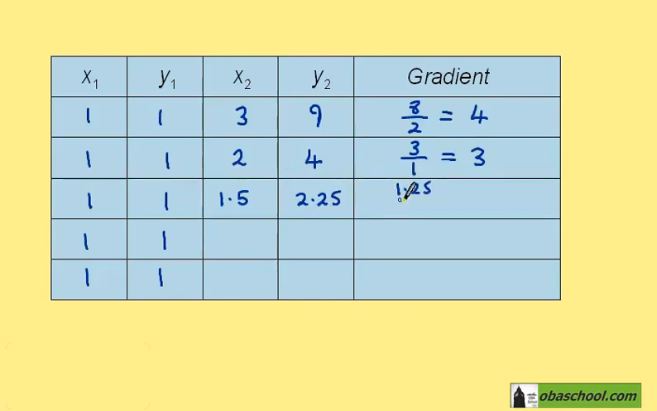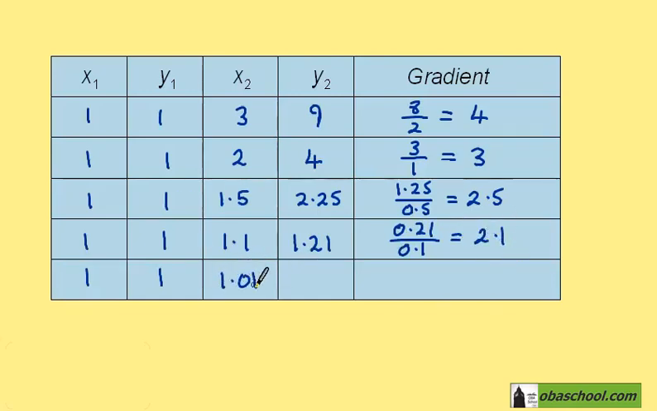Moving closer still to 1, 1, x is 1.5 and y is x squared, which is 2.25. That gives us 1.25 divided by 0.5, which is 2.5. Moving closer still, we can go to 1.1, and 1.1 squared is 1.21, so we get 0.21 divided by 0.1, which is 2.1.